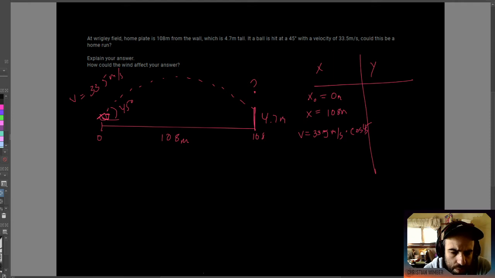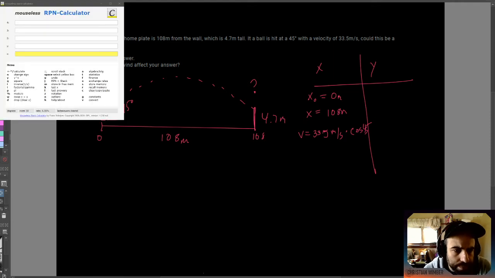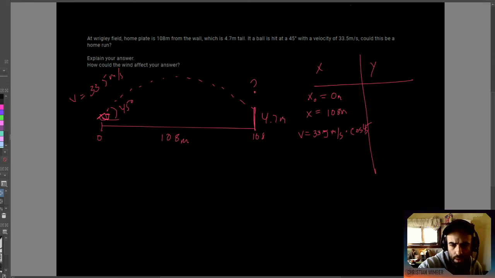Let me turn on my calculator. 33.5 times cosine of 45, I get 23.7 meters per second. So this velocity right here, 23.7 meters per second, will be the horizontal velocity for the ball. I don't know anything else. We know that there's no acceleration because it's horizontal, right? There's no acceleration horizontally, so I'm not going to worry about that. I do need to know how much time this is going to take.